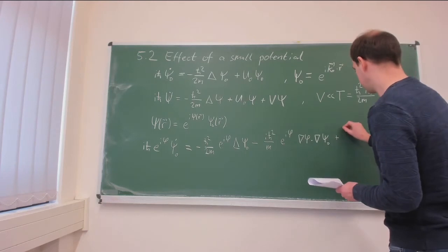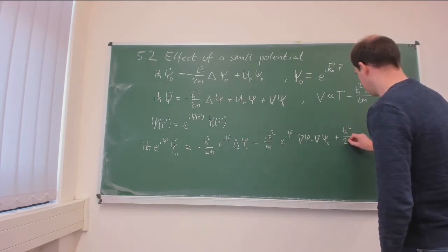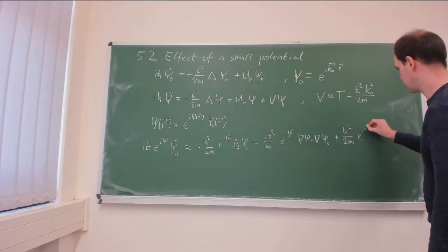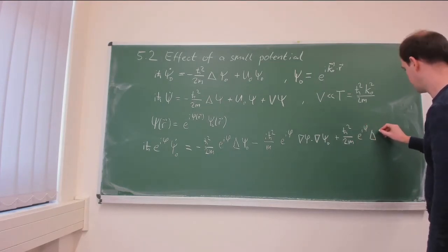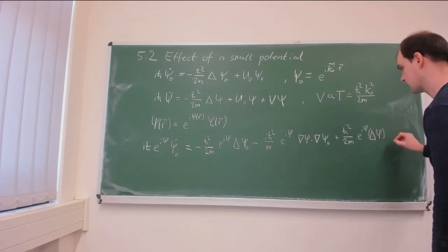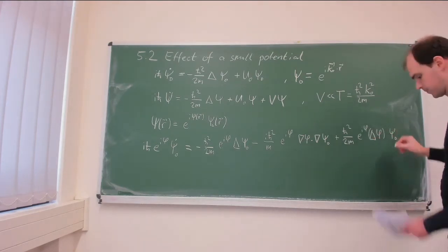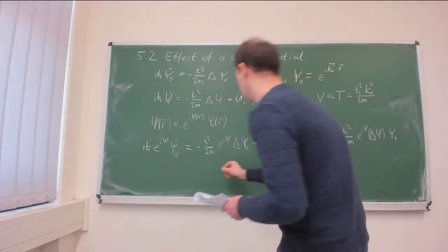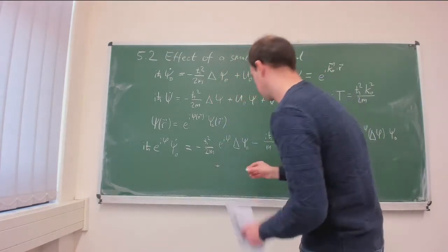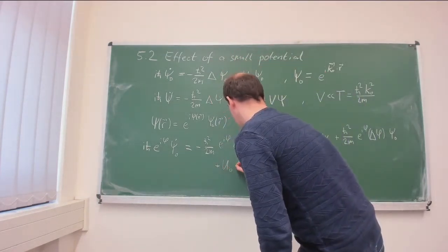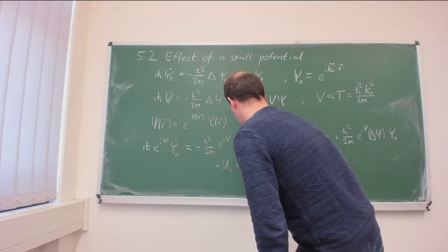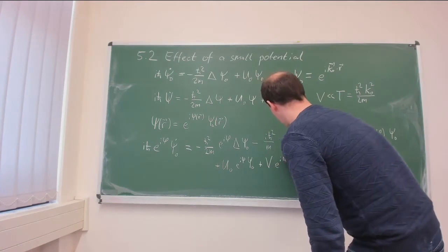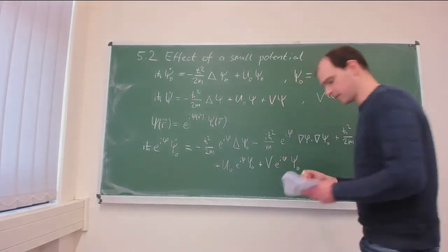And then we get the term where both derivatives are acting on the phase. So plus ħ² divided by 2m e^(iφ) Laplace φ ψ0. And finally, the two potential terms, which are just multiplicative. So plus U0 e^(iφ) ψ0 plus V e^(iφ) ψ0.